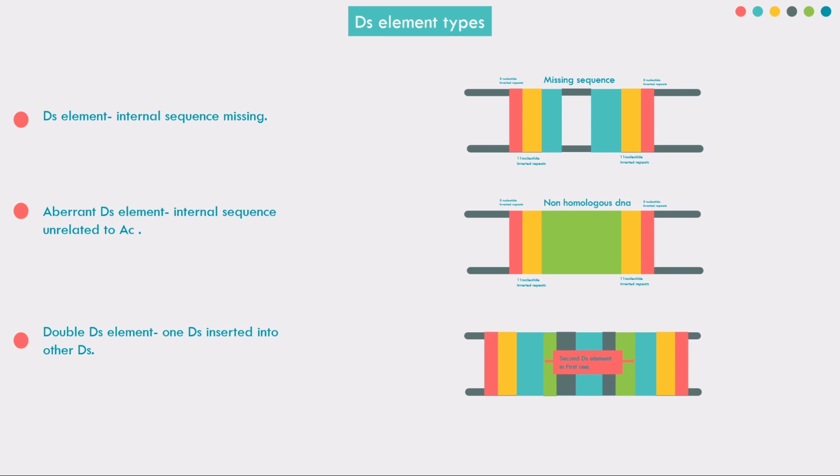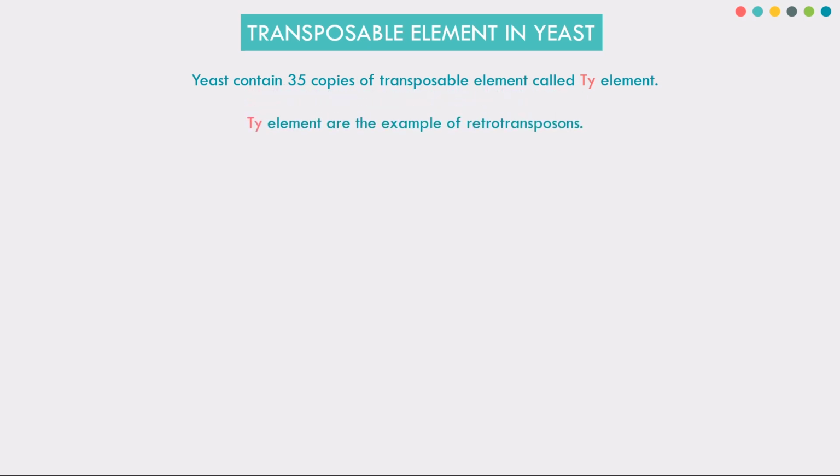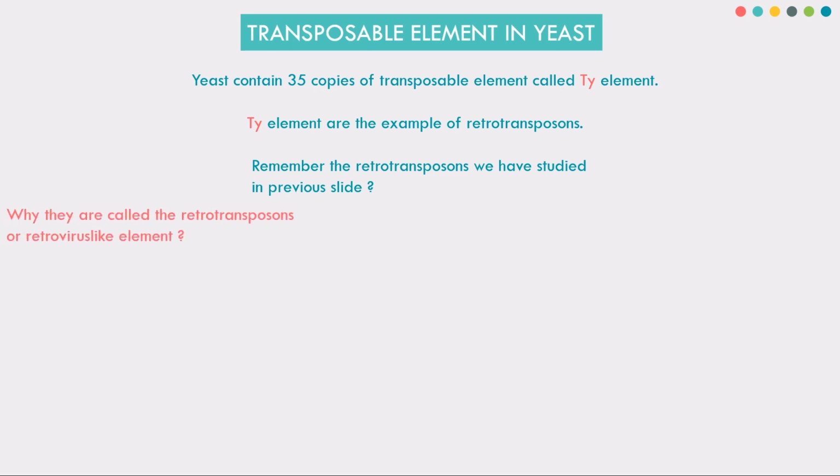Transposable elements in yeast. Yeast contain about 35 copies of a transposable element called the Ty element. Ty elements are an example of retrotransposons that we studied in the previous slide. Why are the Ty elements or retrotransposons called retrovirus-like elements? Because they have a structure similar to retroviruses. Let us compare them.